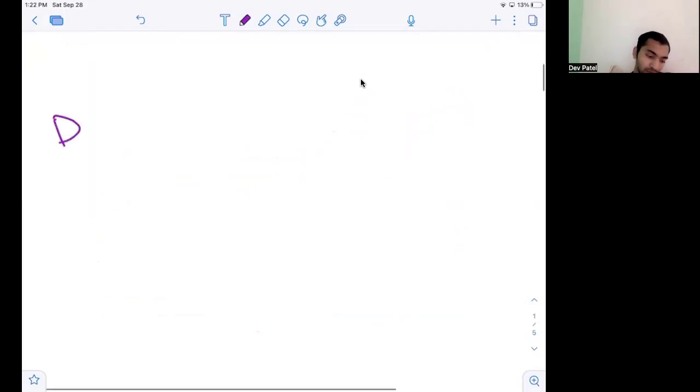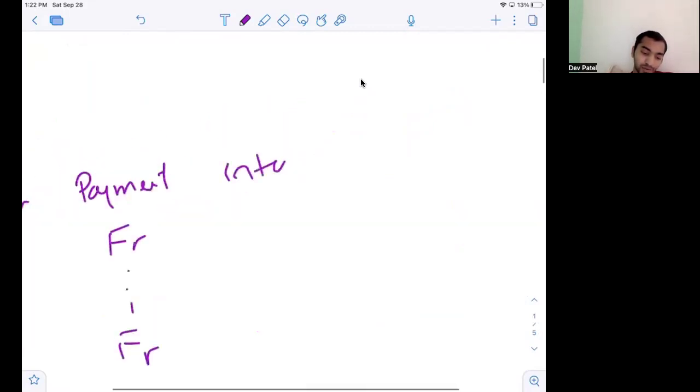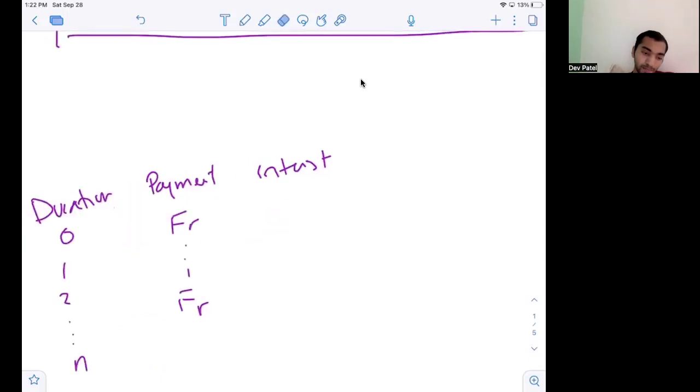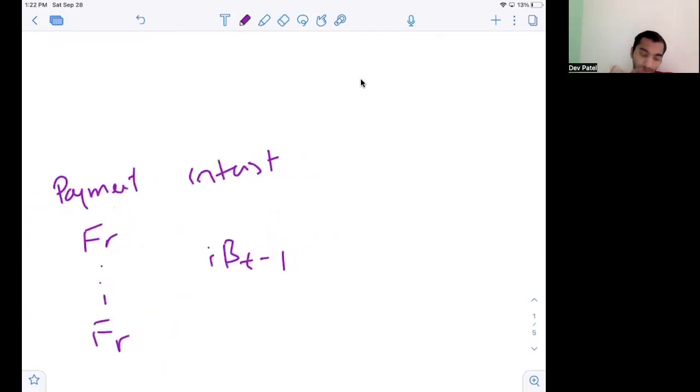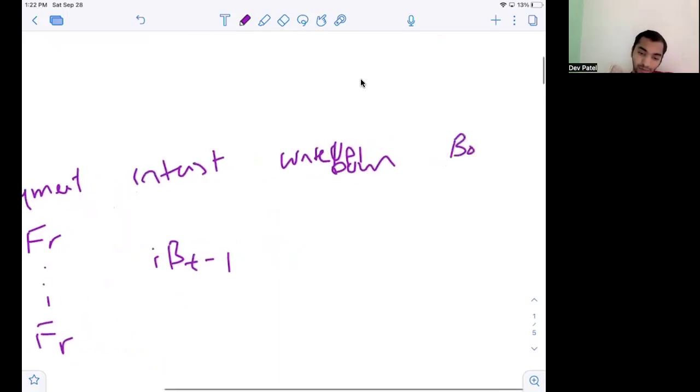So we have duration, which represents the number of payments that we're at, so 0, 1, 2, all the way to n. Then we have our payment amount, so this will be F times r. And then we will have our interest due, which is going to be i times the previous book value, so it's going to be i times B of t minus 1. And then we have payment, interest, and then we have write up or write down, depending on if it's a premium or a discount.